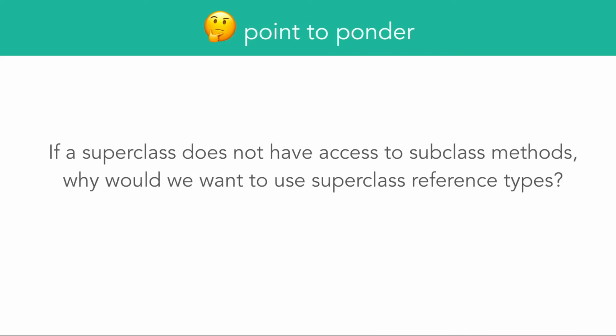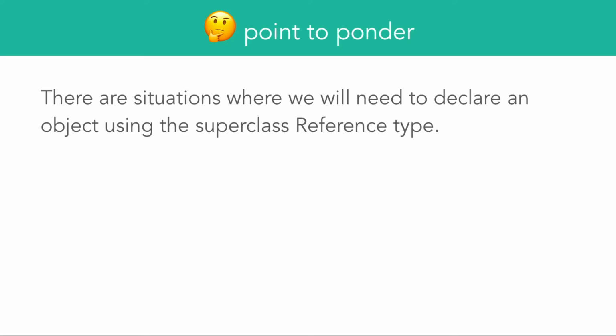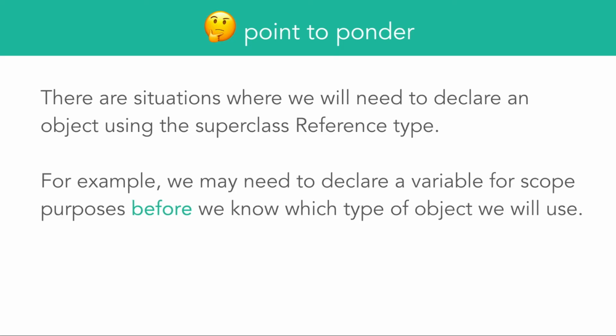If a superclass does not have access to subclass methods, why would we want to use superclass reference types? There are situations where we will need to declare an object using the superclass reference type. For example, we may need to declare a variable for scope purposes before we know what type of object we will use. We will see examples of this in the future.